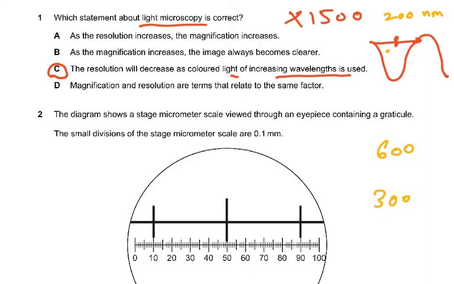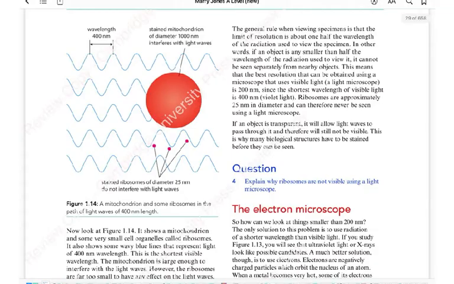Now going back to the book, I'll just explain this once again. You see here in this diagram, the wavelength of light is 400 nanometers. So the ribosomes, which are 25 nanometers, you cannot see them. It says very clearly, if an object is any smaller than half the wavelength of the radiation used to view it, it cannot be seen separately from nearby objects. So if the wavelength was 400, half the wavelength would be 200. But if the wavelength was 600, then you would see things bigger than 300. So we're talking of nanometers. This is the reason why part C of the question is right.